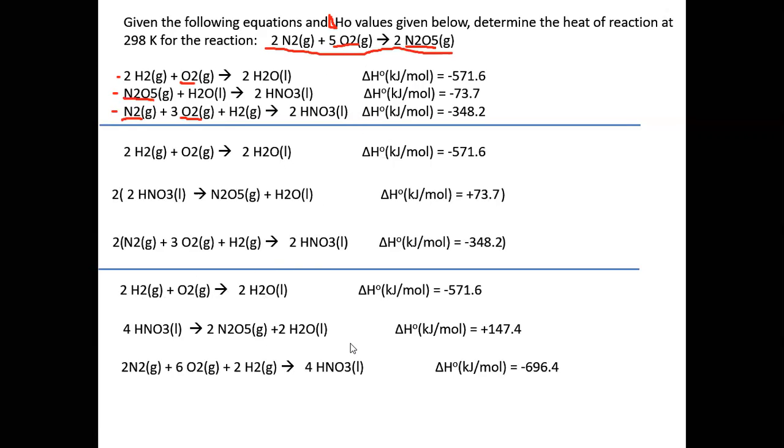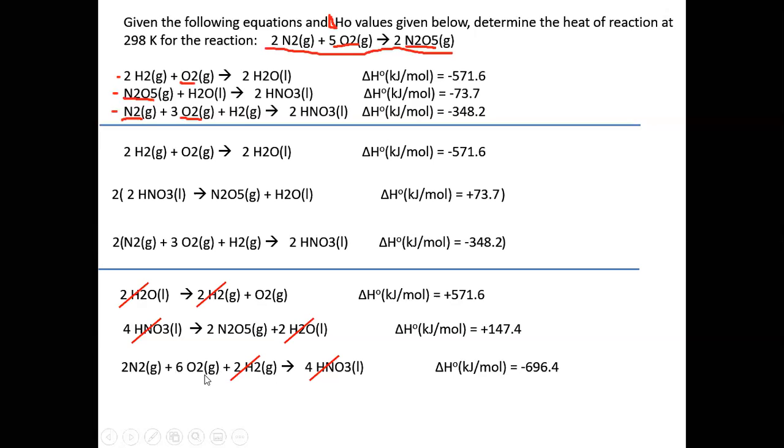So we flip it and we change the sign. So now everything should be lined up so that we can start crossing out similar species on both sides of the reaction. So for example, 2H2O on the reactant side cancels out with 2H2O on the product side. 4HNO3 cancel out with 4HNO3. 2H2 on the product side cancels out with 2H2 on the reactant side.